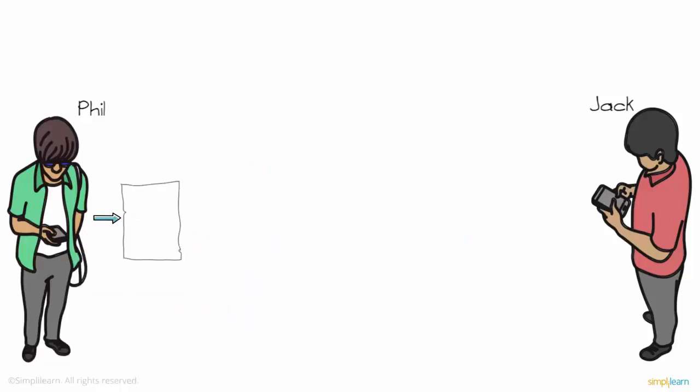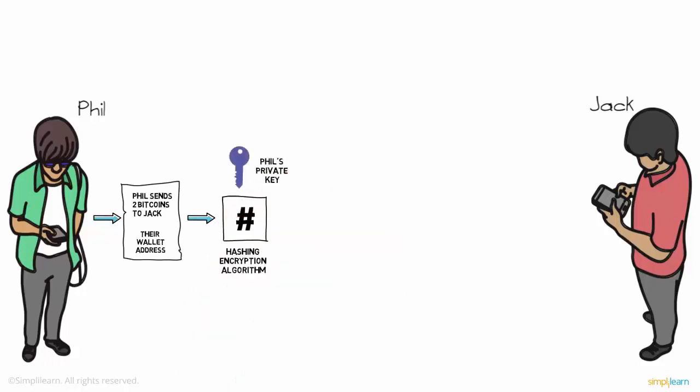First, Phil passes the number of Bitcoins he wants to send to Jack, along with his and Jack's unique wallet address through a hashing algorithm. All of this is part of the transaction details. These details are encrypted using encryption algorithms and using Phil's unique private key. This is done to digitally sign the transaction and to indicate that the transaction came from Phil.